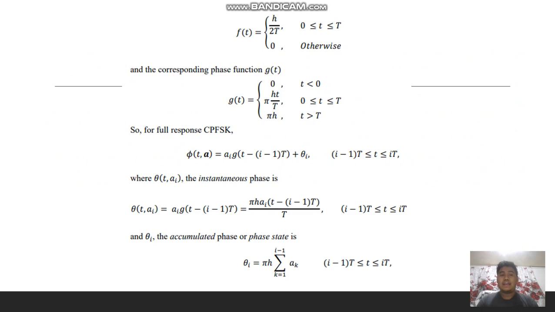Signaling is given as, here are some values. Otherwise, the corresponding phase function is here. So for full response CPFSK, we have the formula there with an instantaneous phase also there, and with theta subscript i, the accumulated phase or phase state, at the bottom.